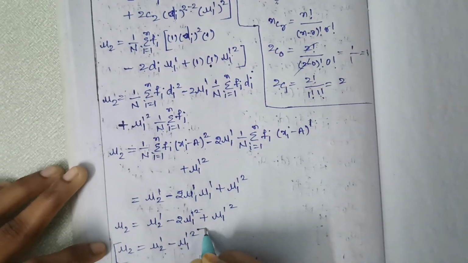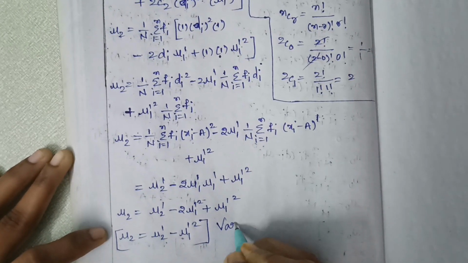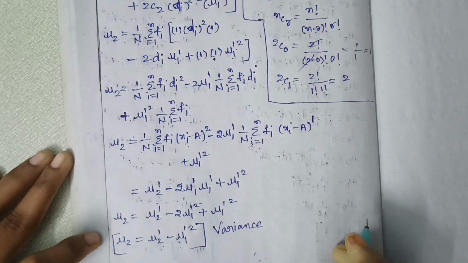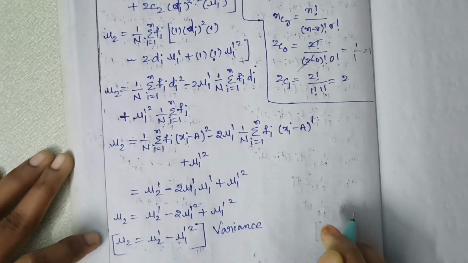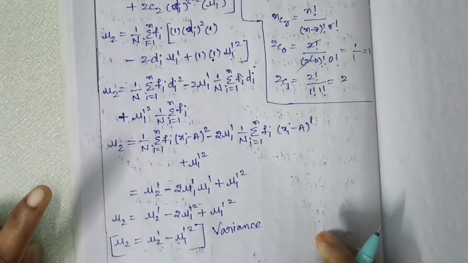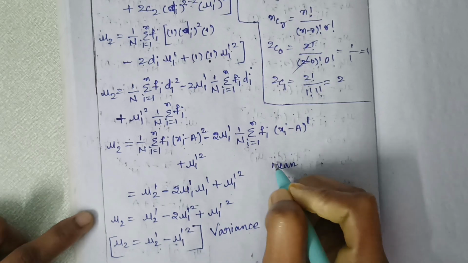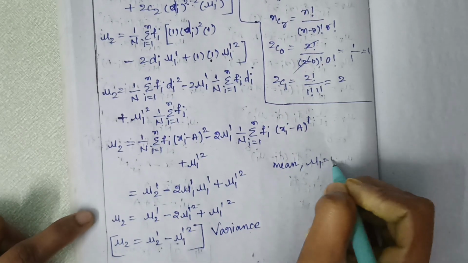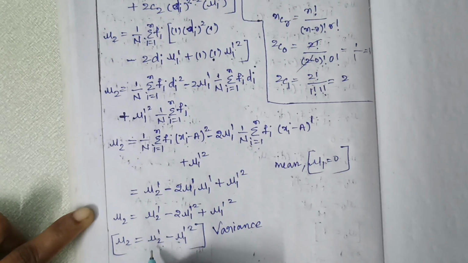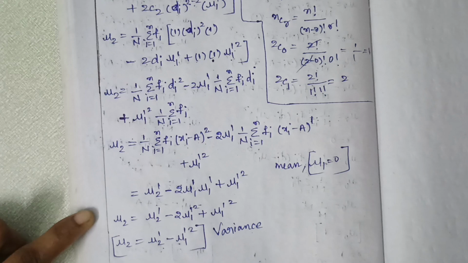which is the second central moment and is also called variance. So in today's video, we have learnt about the central moment and non-central moment, and the first central moment, which is also called the mean. Mu 1 is equal to 0, and the variance mu 2 is equal to mu 2 dash minus mu 1 dash square. I hope you have understood this video.